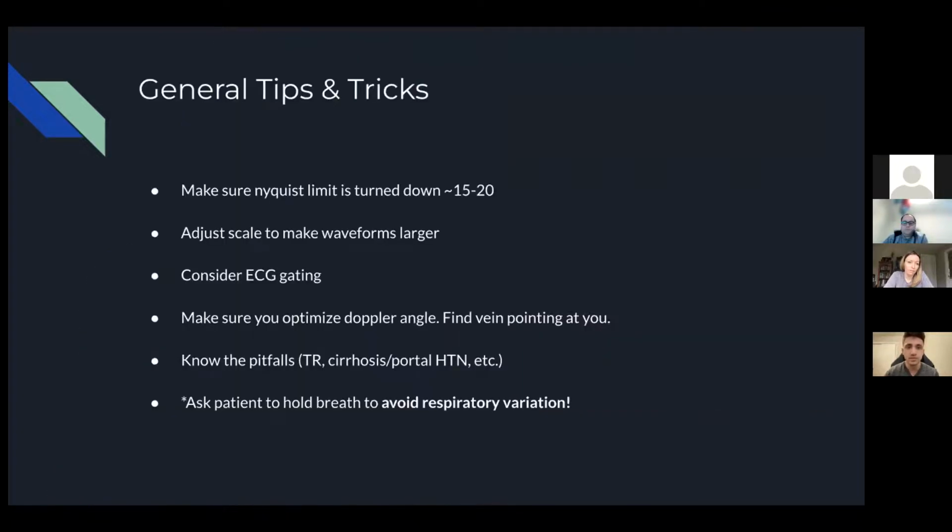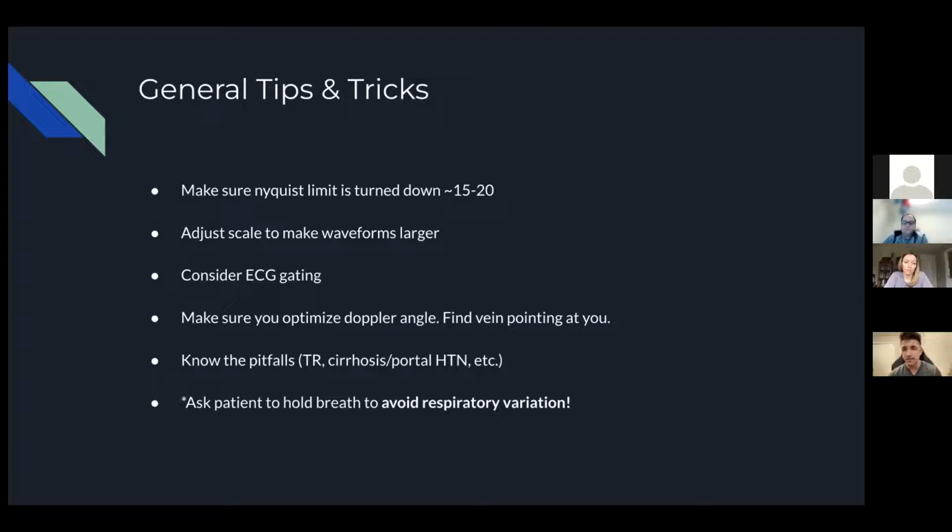Okay. Some general tips and tricks that I picked up throughout my time: first of all, make sure your Nyquist limit is turned down to about 15 or 20. You want to make sure you adjust your scale when you capture a waveform. The default of about 50 and -50 is typically too large, and portal vein Doppler is going to be very small and minute, so increasing or decreasing that scale will help the waveform stand out.